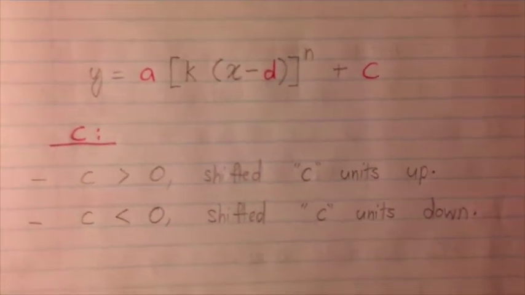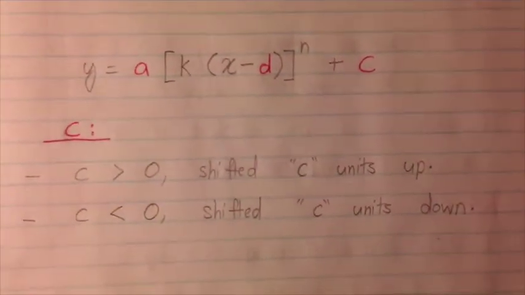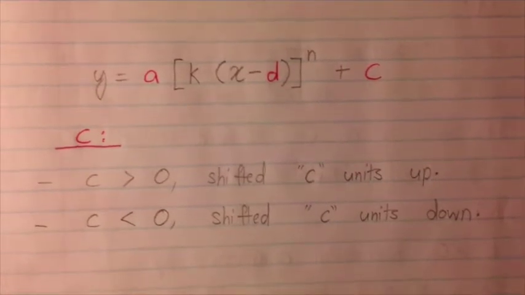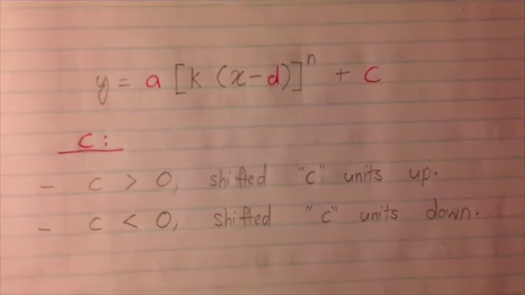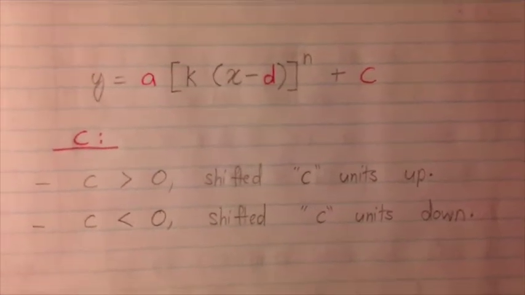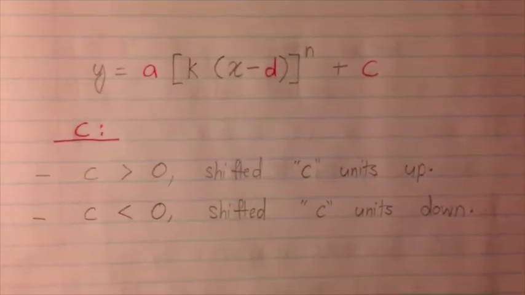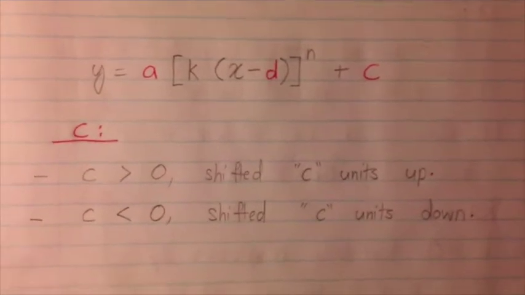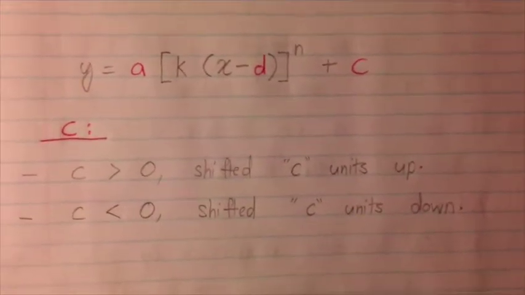Okay, and now let's look at the parameter C. When C is greater than 0, it has been shifted or translated C units up. And when C is less than 0, it has been shifted C units down.